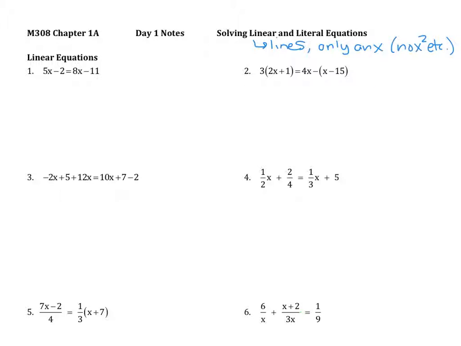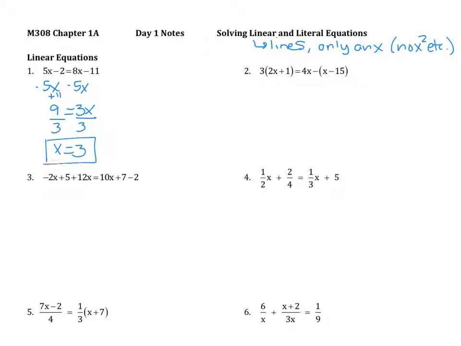Okay, so let's go ahead and solve the first one. 5x minus 2 equals 8x minus 11. So some things that should be going through your head right now are that you're trying to move your variables to one side and your numbers to the other. So I'm going to start by subtracting the 5x over and adding the 11 to the other side. Divide by 3 to get x by itself, and you get x equals 3.